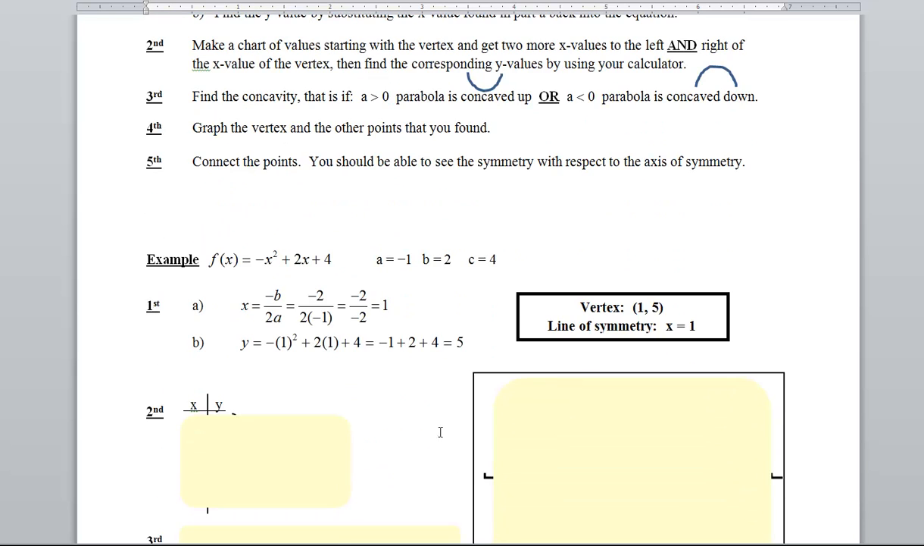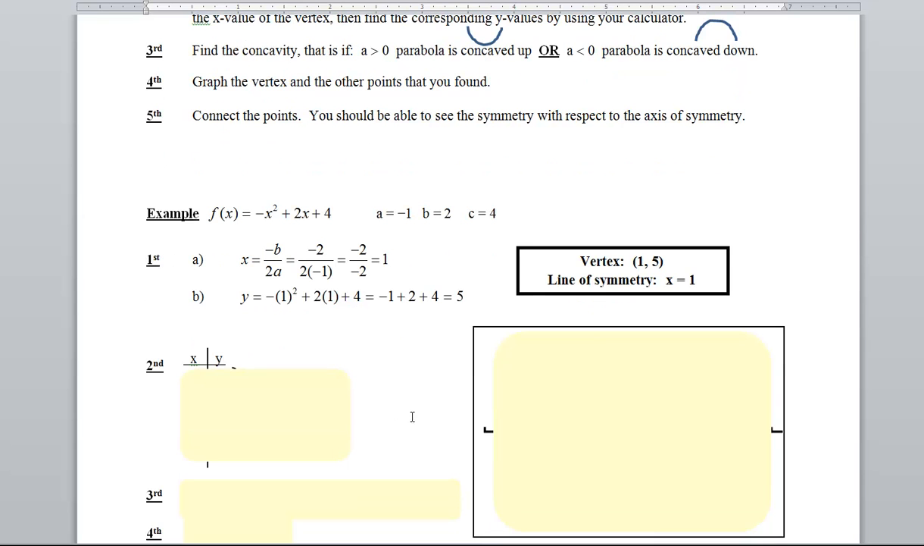So now, let me see. Step 2, because I've done step 1. Step 2, I'm going to make a chart of values. So let me move this over. So here's my vertex, my x value, my vertex, and I went to the left. So to the left of 1, I've got 0, negative 1, and I went to the right, I have 2 and 3. And if I substitute those in, one at a time, I will get these y values.